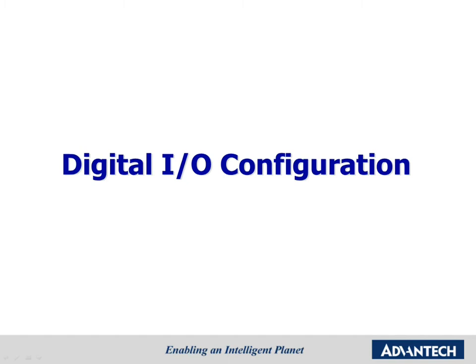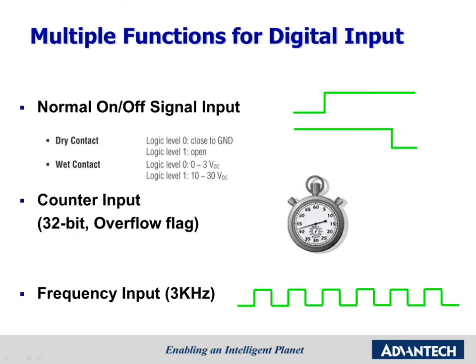After the general configuration introduction for ADA, we will move on to the I/O configuration in Utility. Let's see how to configure ADA's DI/DO channel first. There are three functions the user can configure on ADA DI modules. The first one is DI mode.